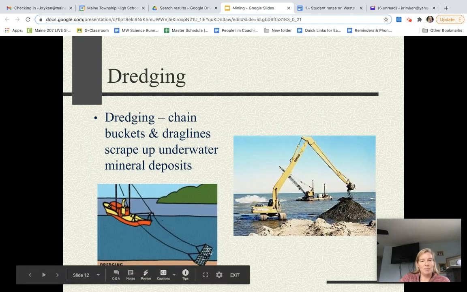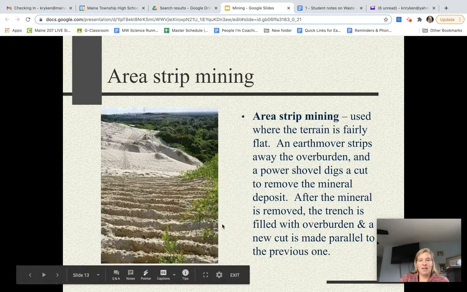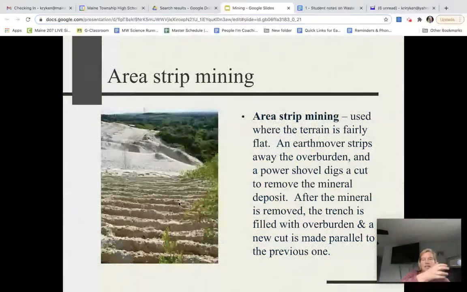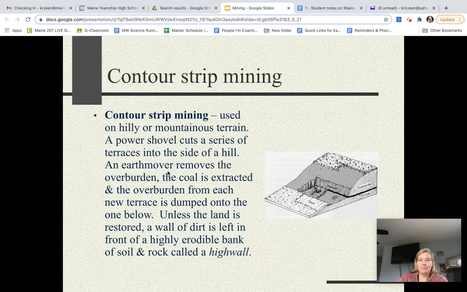Dredging, again, can be from the bottom of waterways. They'll dredge out waterways sometimes to keep them navigable so boats can go through them. But dredging is technically another type of surface mining. Area strip mining, they'll strip out a whole bunch of land, and then they'll get to the desired material and then they'll fill it back in. So that would be area strip mining.